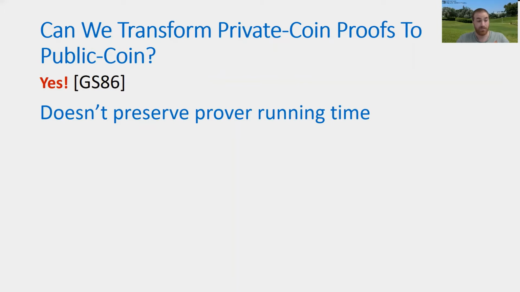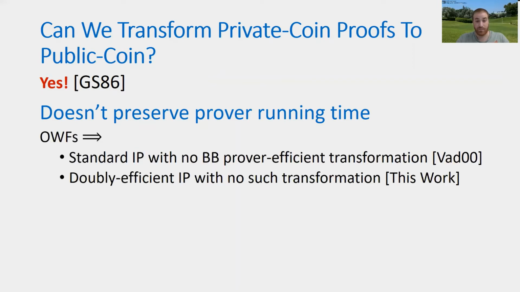And we have strong evidence that this is inherent for any generic transformation. Specifically, Vadhan showed that assuming one-way functions, there exists a standard interactive proof, that is an interactive proof with an unbounded honest prover, with no black box transformation from private coin to public coin that preserves the prover's running time.